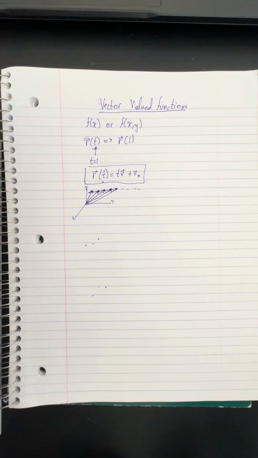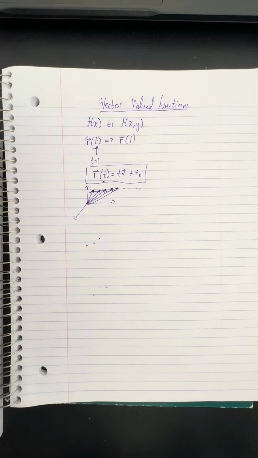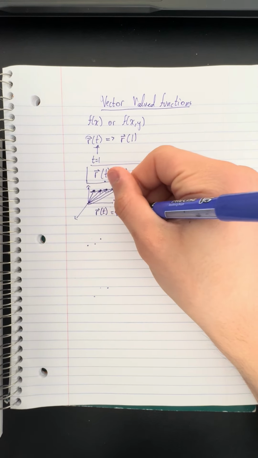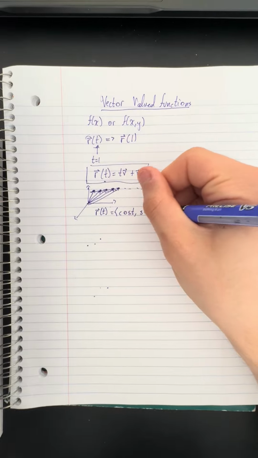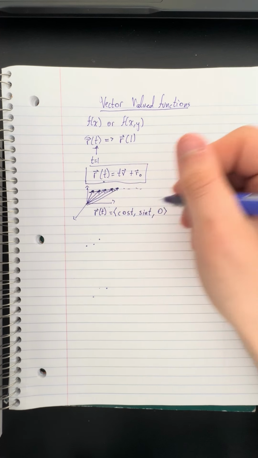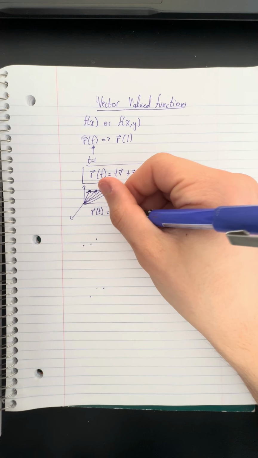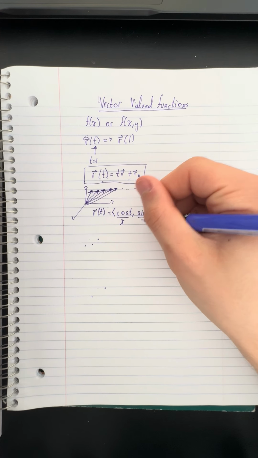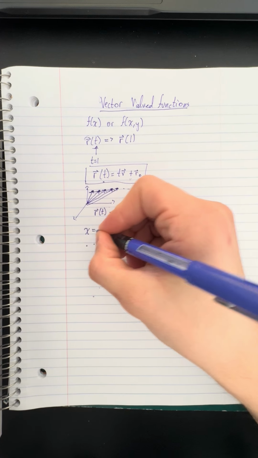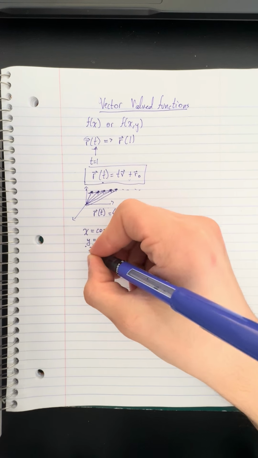Now, one really basic and important one you should know is just r of t equals cosine t, comma sine t, comma 0. I know it's a little bit different than how we learned them earlier, but this is the x, this is the y, this is the z. So for this function, x equals cosine t, y equals sine t, and z equals 0.